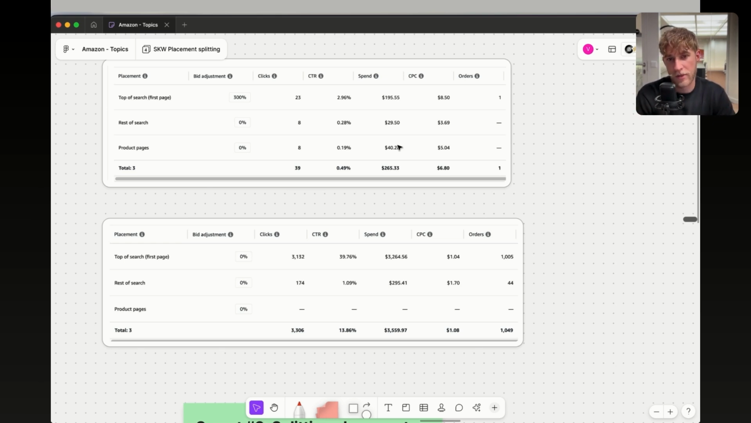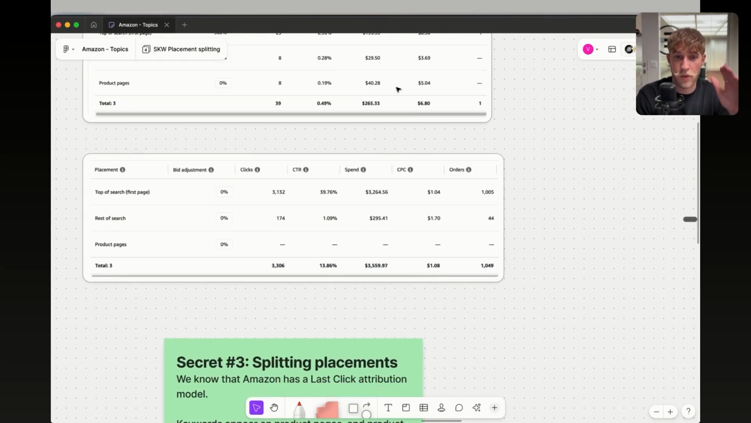In this case, it's good that it's showing also top of search, but there are a lot of campaigns where you have them just separated, like a little bit spent here, a little bit spent there, and so on, and then you can't really optimize it. It's a little bit harder, so that's why I wouldn't recommend it.